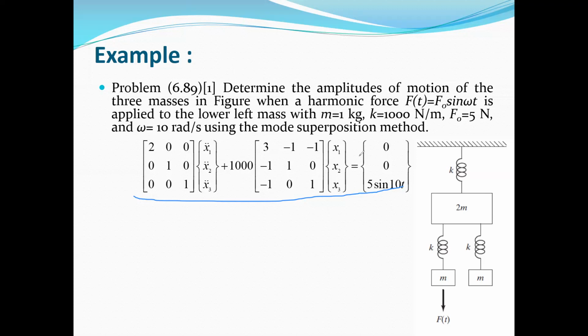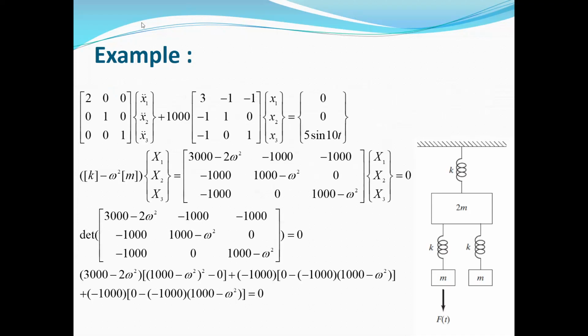So this is the equation of motion, and now we want to obtain the amplitude of the motion for the three masses in the figure. So we need to extract the response by considering the free vibration analysis, we can obtain the frequencies and mode shapes.